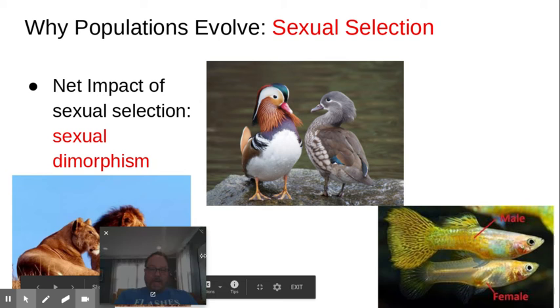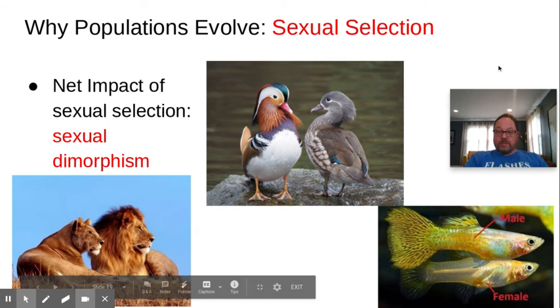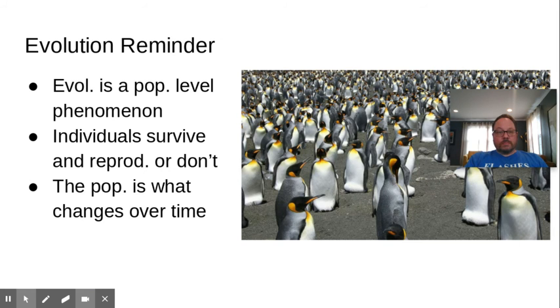Now, what's the impact of sexual selection? Since organisms, either males or females, tend to choose mates based on particular characteristics, what that does is it leads to sexual dimorphism. Di meaning two, morph meaning form. So it leads to distinct characteristics between females and males.